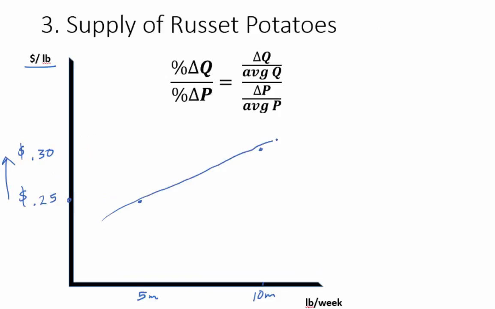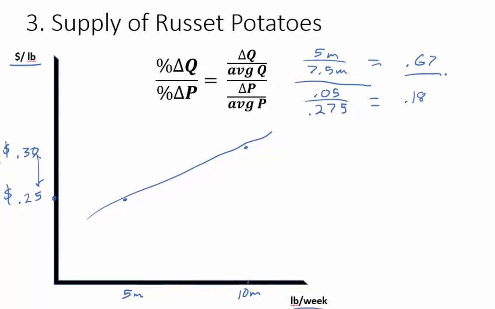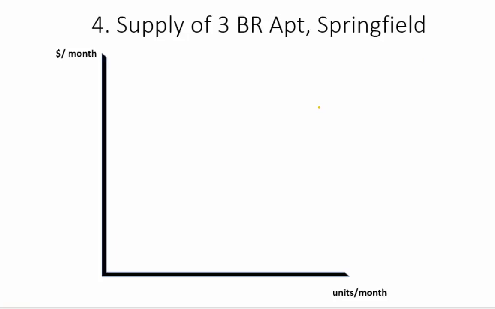Okay, we can maybe sketch in our supply curve here, but remember, it's the same formula. So we just need delta Q over average Q. The delta Q is 5 million. The average Q is 7.5. Delta P here is 5 cents. And the average P, the midpoint between 25 and 30, would be 27.5 or 0.275. Okay, so we work all of this out. We get 0.67 on top divided by 0.18 on the bottom. And that's going to be approximately 3.6. So that's much larger than 1. So we can label this as elastic supply. Okay, let's do one more supply elasticity.